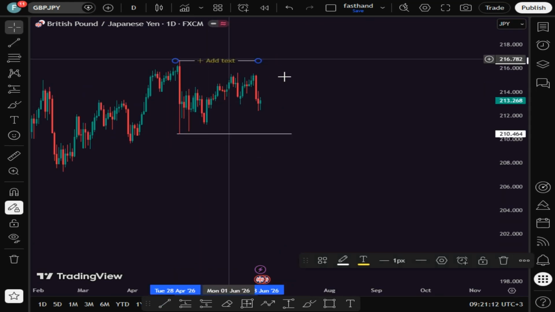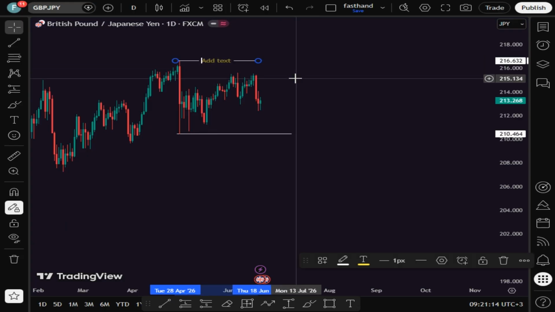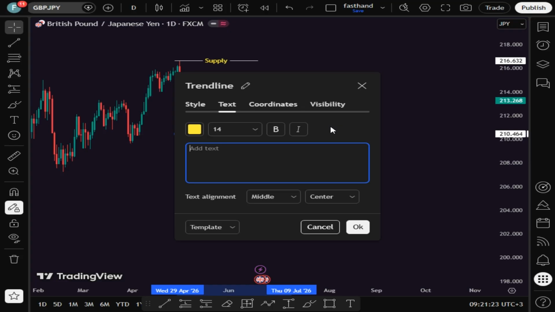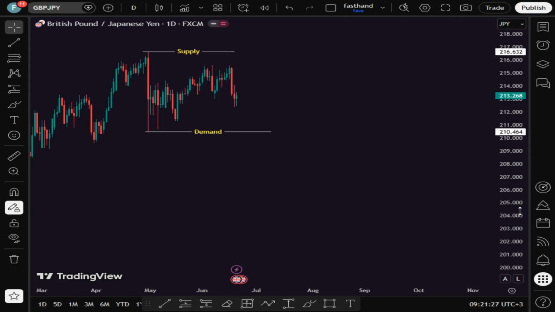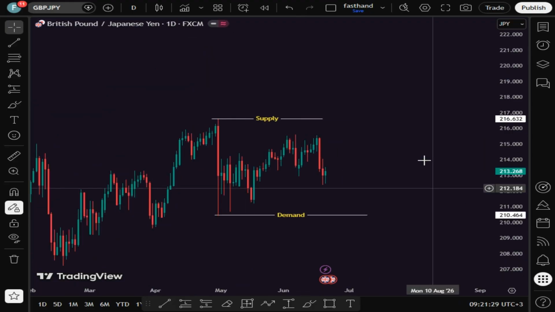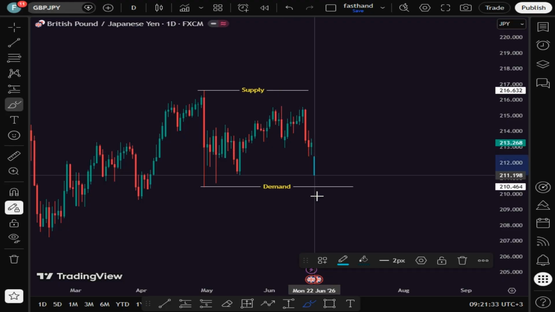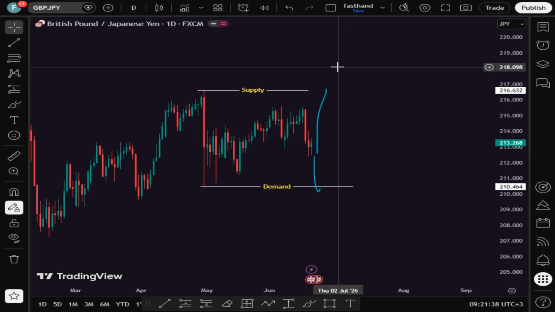If you like, you can mark that and call it supply right there, and then do the same on this level, call it a demand. Correct, right there. So that is what we see. Now the next thing, we need to understand what price is doing. Is it telling us that it wants to go back to retest this level, or is it telling us that it wants to go back to retest our supply zone?